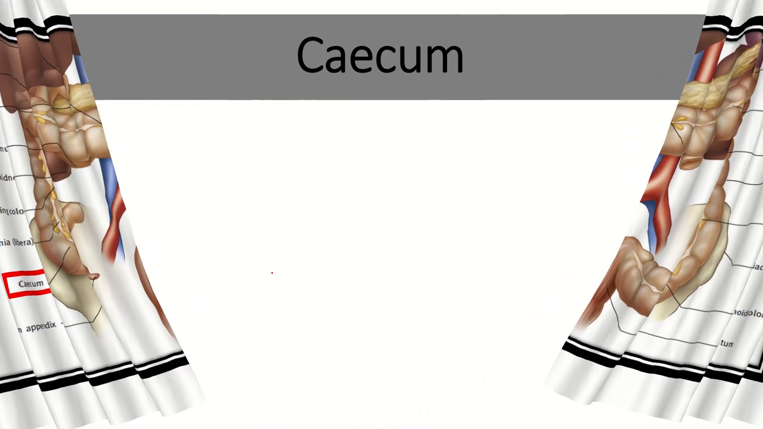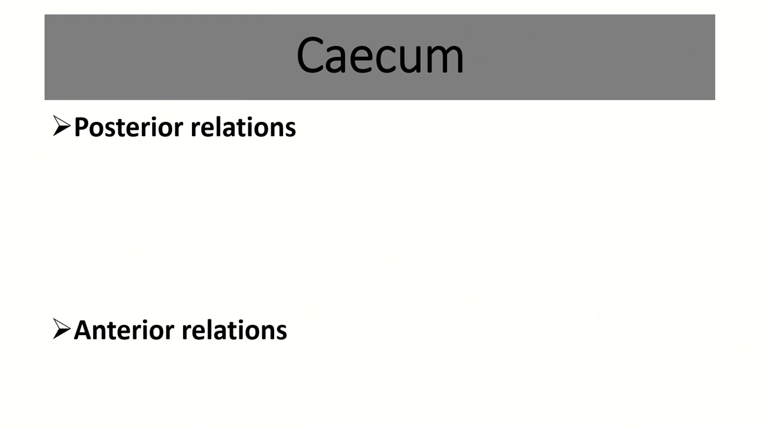Then some other important information regarding this cecum. Here we can see important relations, some posterior relations and some anterior relations. Posterior relation, first of all, is a muscle known as the psoas major muscle. The psoas muscle is located posterior to the cecum. Then another muscle, the iliacus. So two important muscles are present posterior to the cecum: one is the psoas muscle, another is the iliacus muscle.